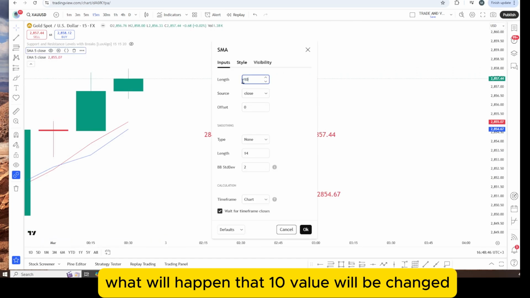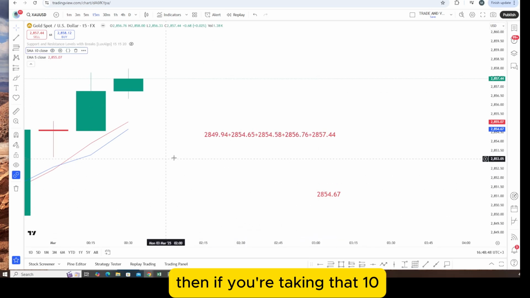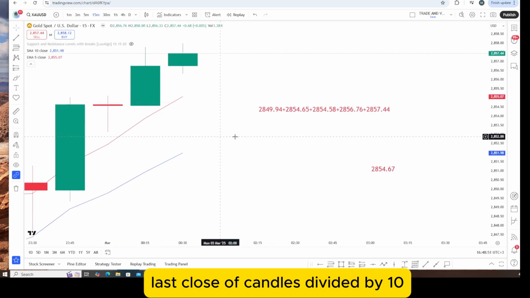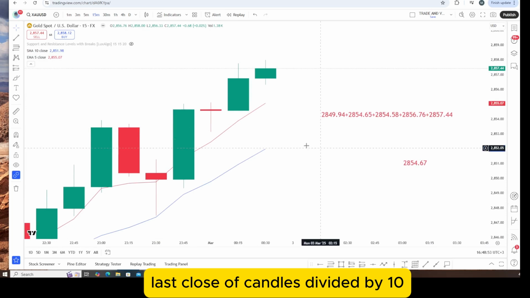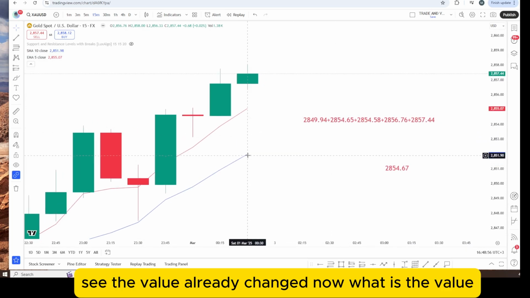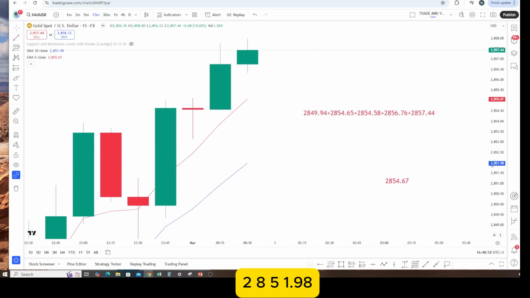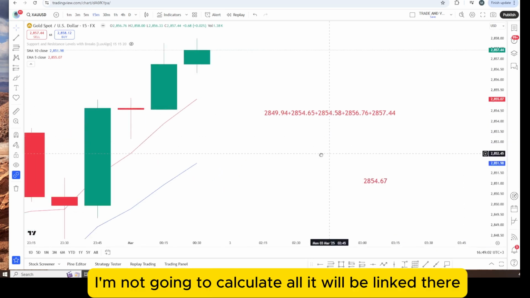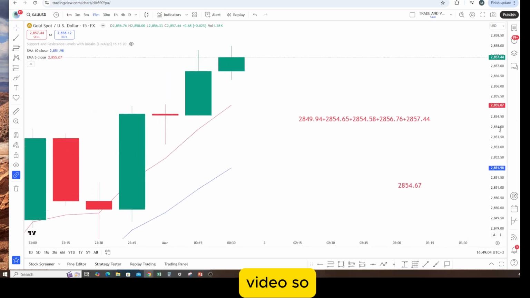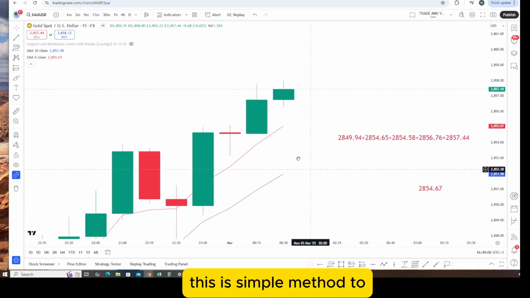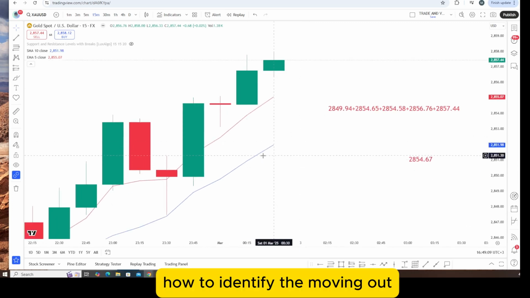The 10 value will be changed. Then you are taking the last 10 closes of candles divided by 10. See, the value has already changed. Now what is the value? 2851.98. I'm not going to calculate all of it, it would be a lengthier video. So this is a simple method to identify the moving average.